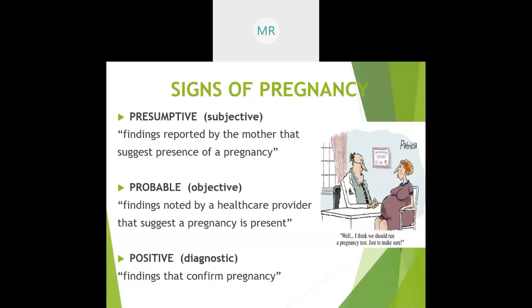These are all objective. These are all findings that are noted by the healthcare provider that do suggest the pregnancy is present. We have an enlarged abdomen. That's all probable. That's all objective because we could see it. Changes in pigmentation. Healthcare provider could see it. That's all objective. We can do a pregnancy test that's positive. Let's say we do a urine pregnancy test in the office and it's positive, and that's objective. I can see that it's positive.